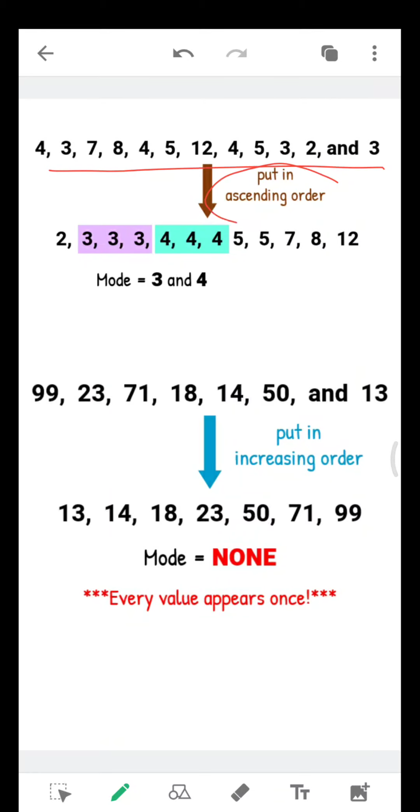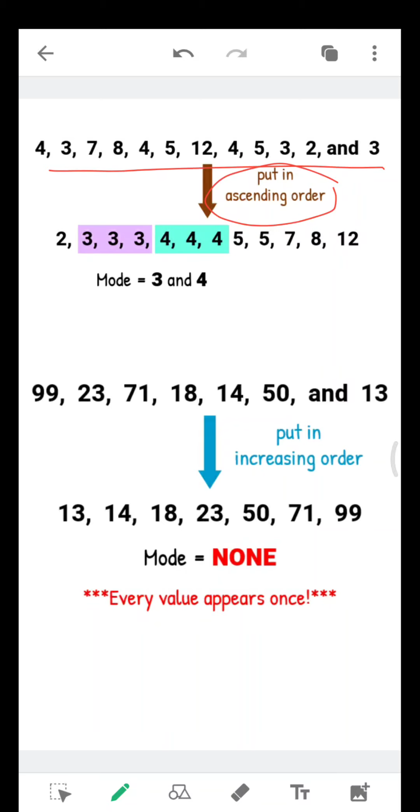Here, if you want, you can put it in ascending order, otherwise it's not compulsory. For our convenience we are writing this in ascending order. In mode it is not compulsory to put the data in ascending order. So we will see what is frequently occurring in this.